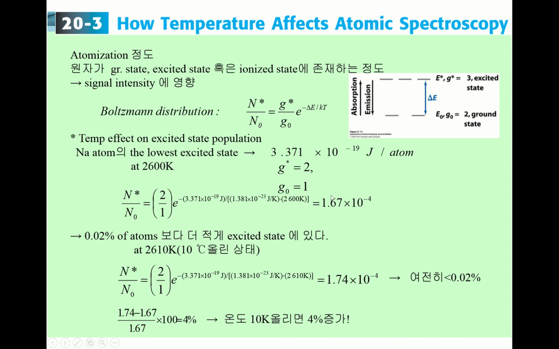But the population difference in the ground state is negligible, because it's a very small difference. This means that by increasing temperature, the sensitivity of atomic absorption may not greatly increase, but atomic emission will be greatly affected by temperature.